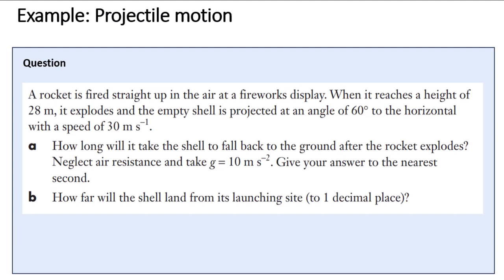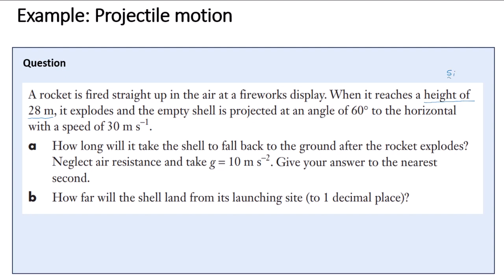In this video, I'm going to take you through the solution to a typical problem on projectile motion. So let's see. The question is, a rocket is fired straight up in the air at a fireworks display. When it reaches a height of 28 meters, so you should keep highlighting what is given to you. So it says when it reaches a height of 28 meters, this should be considered as initial displacement.